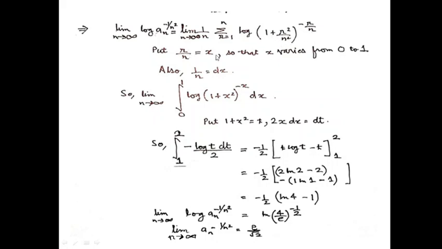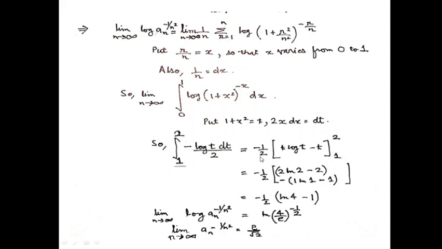Now we put r by n equal to x. So r by n equal to x means x will vary from 0 to 1. 1 by n will be dx. Okay, so this is the rule. So the summation changes to integration from 0 to 1 of log of 1 plus x square, minus x dx. Now put here 1 plus x square equal to t, 2x dx will be dt. So you will get this, and now the limits: when x is 0, t will be 1, when x is 1, t will be 2. The limits will be 1 to 2.